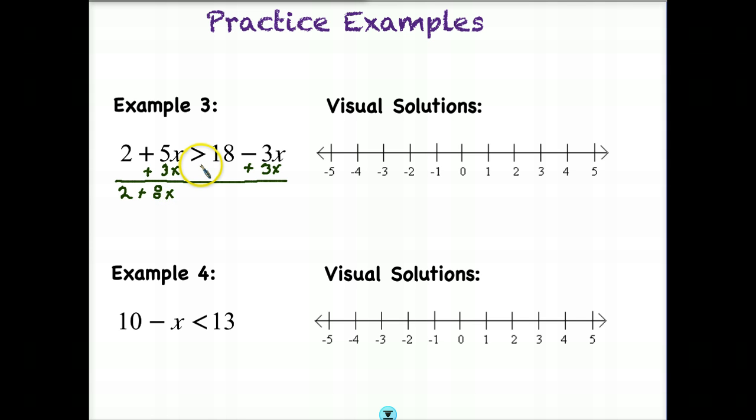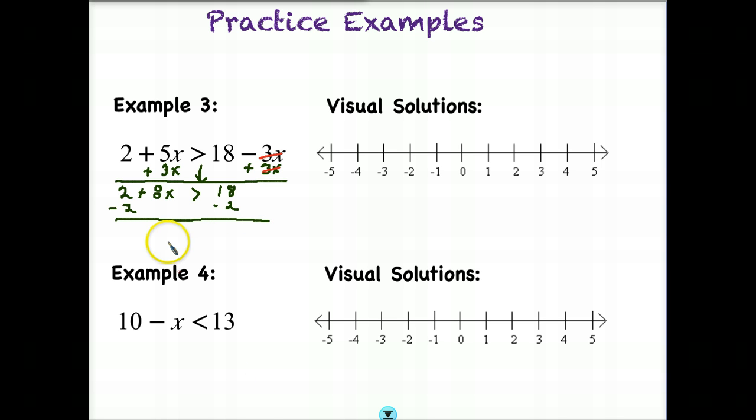Be very careful to carry your inequality sign down and don't change it, because we haven't multiplied or divided by a negative. The 18 stays the same, but if you'll notice, a -3 plus a 3 becomes 0, so that's gone. I won't even write it. All right, now I need to move the 2 over. The 2 is a positive 2, so I move it over by subtracting it from the left side, which means then I need to subtract it as well from the right side.